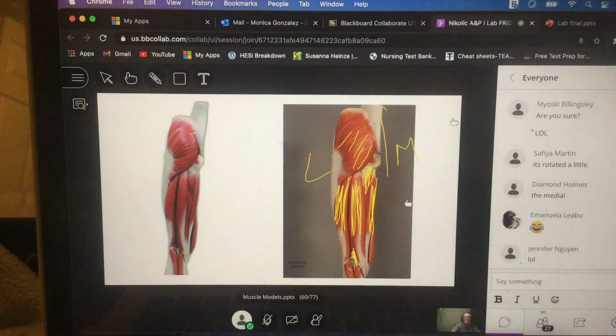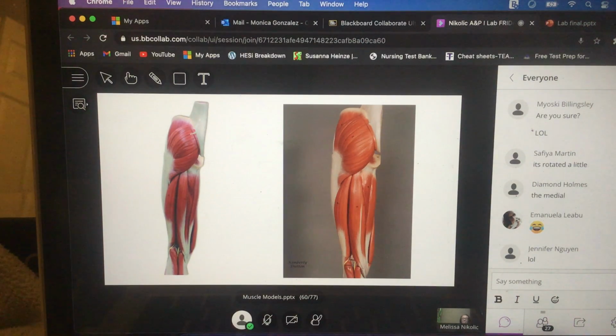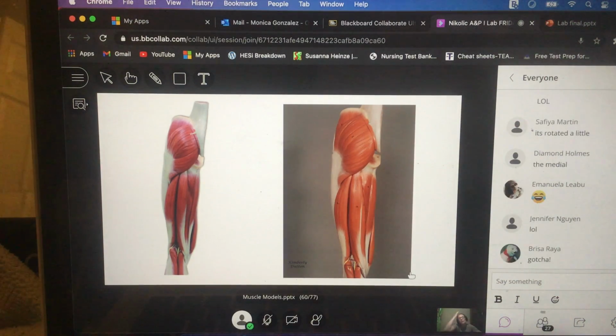All right, Brisa, what's your question? So would this be part of the sartorius? Let me see. Yes, it would. Okay, got it. Thank you. Because it comes all the way from the hip, crosses the front of the leg, not entirely over the rectus femoris, a little bit more superior, and then it comes all the way to the medial aspect of the knee. It's really cool. All right, awesome. Good job. Now, I don't think we would ask about the sartorius in this position. I just don't think we would. But it's a good question.